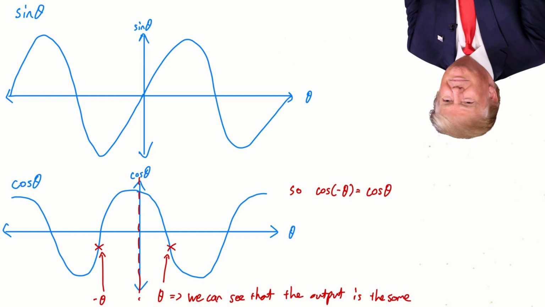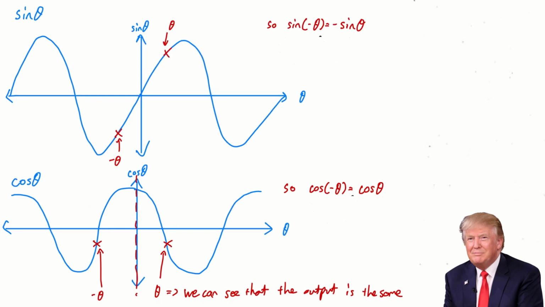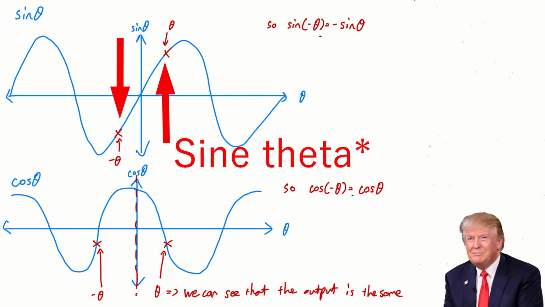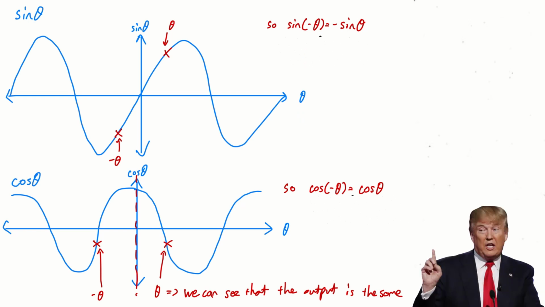This is because for any negative value theta input, the output will also correspond to its positive counterpart. Similarly, looking at sine, we can see that the value minus theta will correspond with the negative of the output of the sine function. We can then say that sine negative theta is equal to negative sine theta. Such properties of sine and cosine make us classify them as odd and even functions. Sine is an example of an odd function and cosine for even.